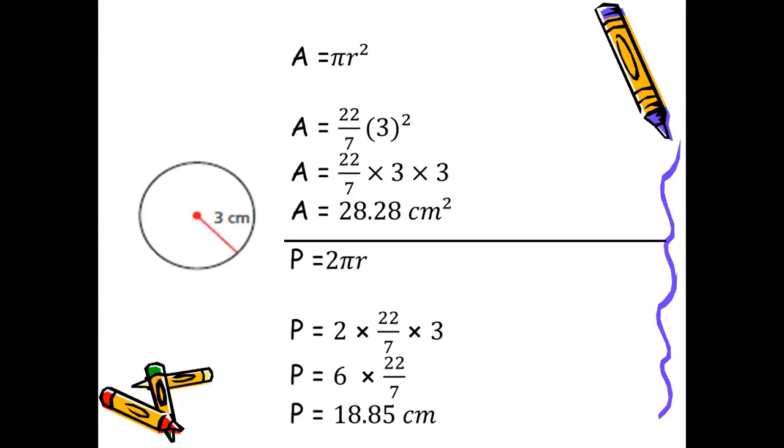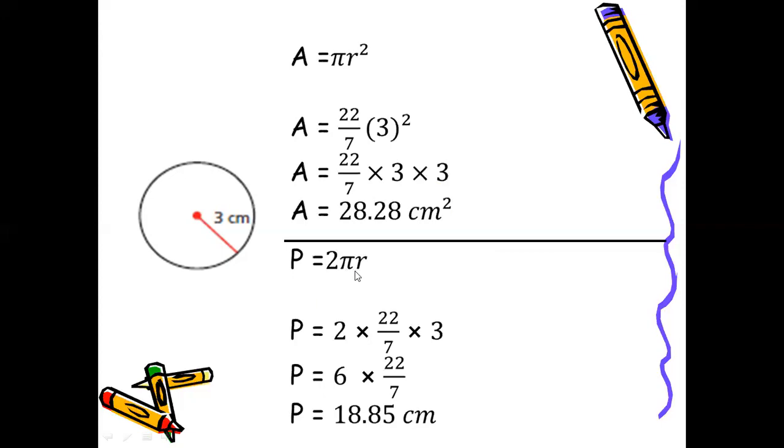So 66 multiplied by 3 is going to give you 198. 198 divided by 7 will give you 28.28, or similar numbers, because you need to round them. As you know, when you have decimal numbers, you just need to round them to the nearest tenth. Okay, so if you round this answer, it's going to be 28.3, which is okay as well. Now let's move to the perimeter, which is 2 pi r.